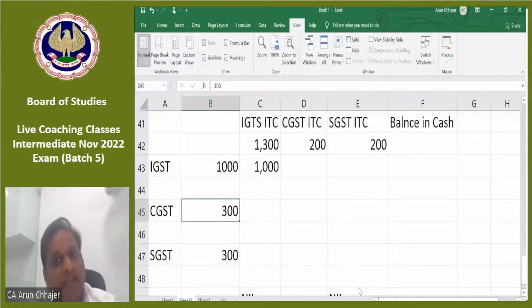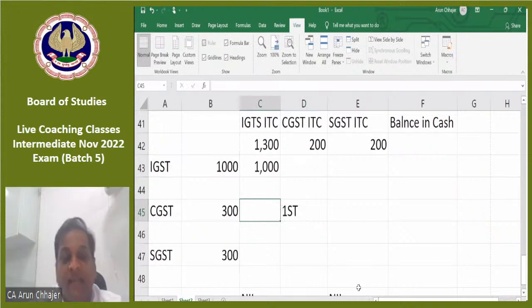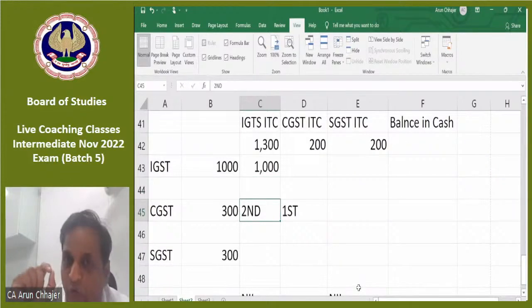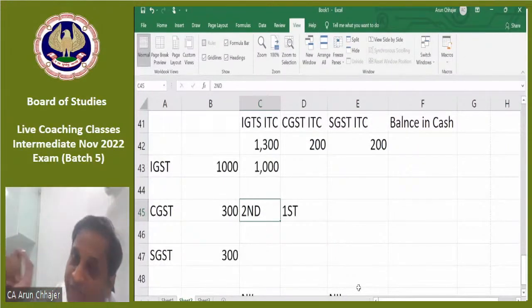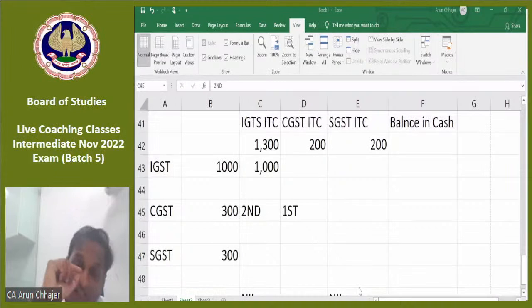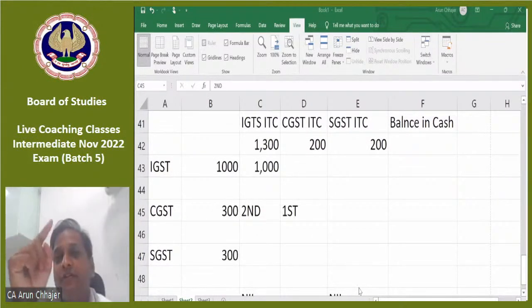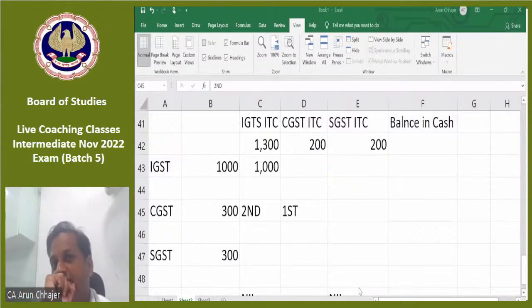CGST needs 300. Can they take first from CGST ITC and second from IGST ITC? I'm repeating my question once again. C needs some amount. Is it possible that C can take the amount first from C, then from I? Is it possible?